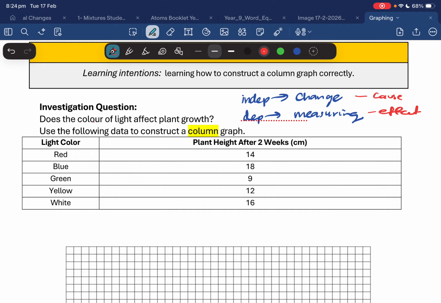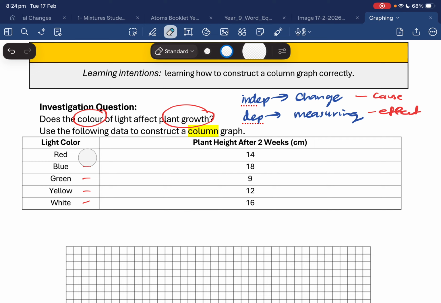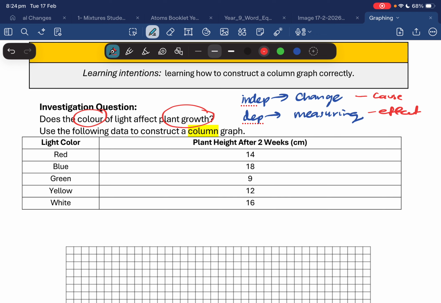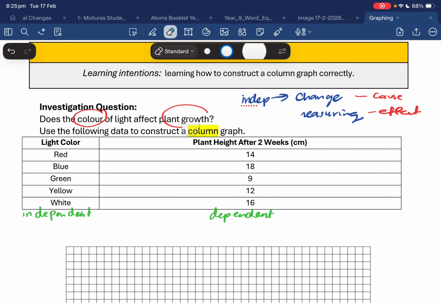Well, in this case, we're looking at how does the color of light affect plant growth. And I'm giving you 1, 2, 3, 4, 5 different colors. So clearly, the color is the thing I'm changing. So that's my first win. Ding, ding, ding. This is my independent variable because I'm choosing to change it. And in that case, this is my dependent, and that makes sense because I'm obviously measuring the height of the plant over time. So that's the first thing you've got to do.